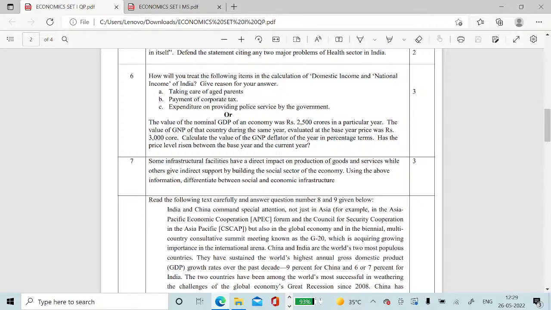Or the value of the nominal GDP of an economy was rupees 2500 crores in a particular year. The value of GNP of that country during the same year, evaluated at the base year price, was rupees 3000 crore. Calculate the value of the GNP deflator of the year in percentage terms. How has price level risen between the base year and current year?